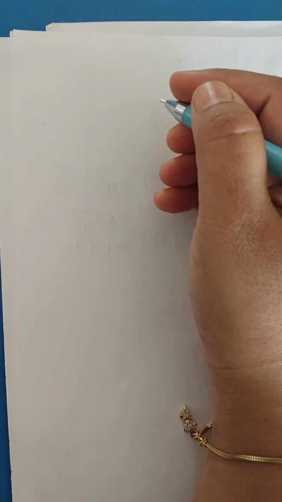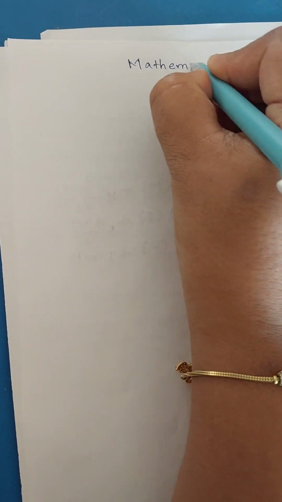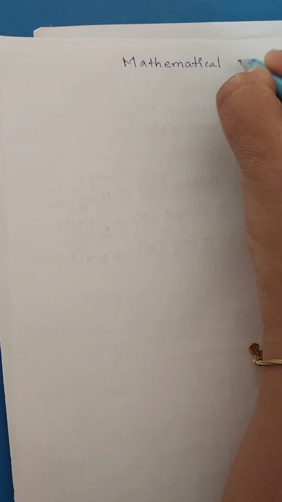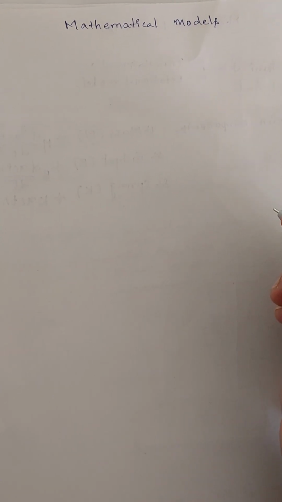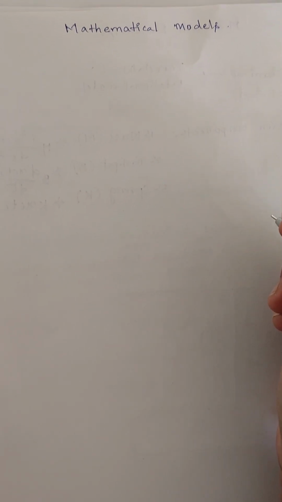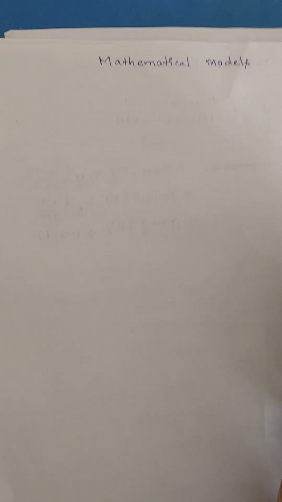Hi all, today we are going to discuss mathematical models in control systems. So coming to these mathematical models, anything can be written in the form of a mathematical equation, right? Now here we are going to write the mathematical models for different types of systems. And today we are going to talk about the translational model of a mechanical system.